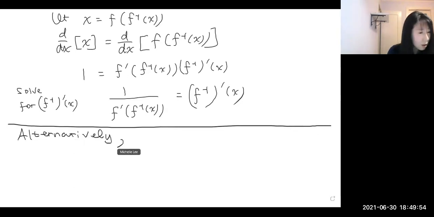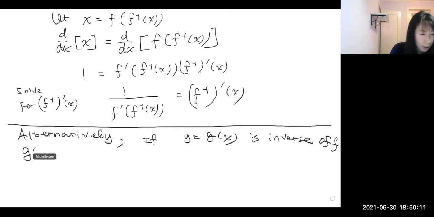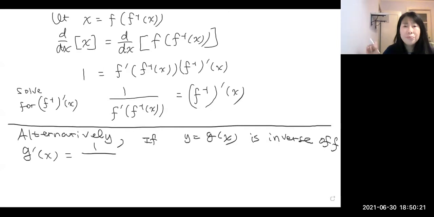Alternatively, if y equal to g of x is inverse of f, then g prime of x, which is 1 over, okay, look, you guys so busy with the writing.